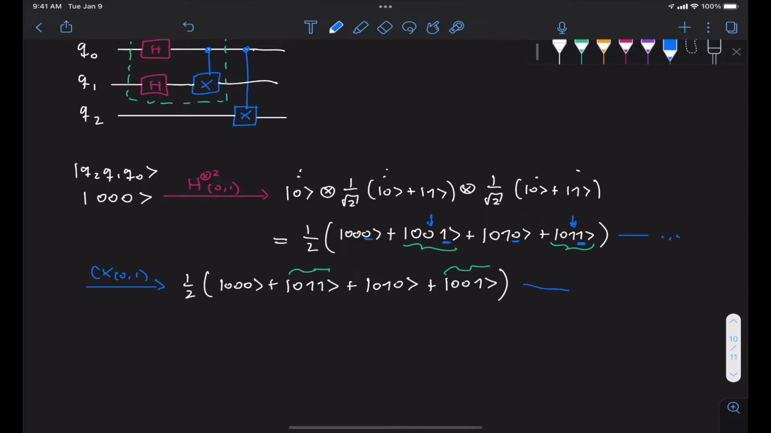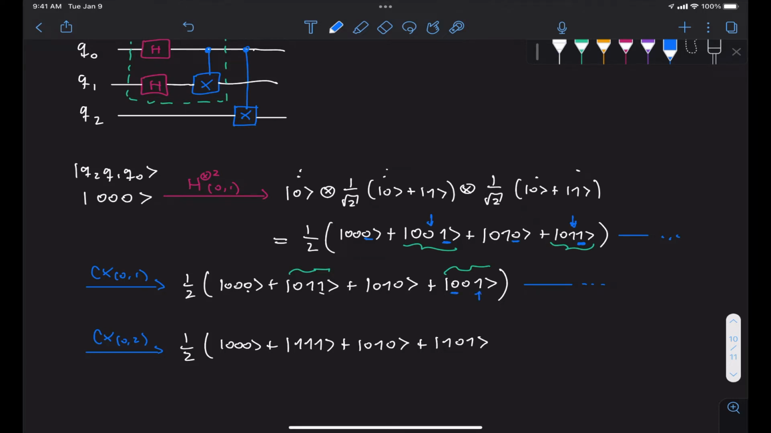But then after this, we apply another CNOT gate. So now we are going to apply it between qubit 0 and qubit 2. So we go through the same exercise, 1/2, and because qubit 0 is in 0 here, we leave it unchanged. And then in the next one, qubit 0 is in 1, so we're going to flip qubit 2, so 1, 1, 1, plus 1, 0, 1. Again, this state remains unchanged. And last one is 1, 0, 1. So we flipped qubit 2 because qubit 0 was state 1.